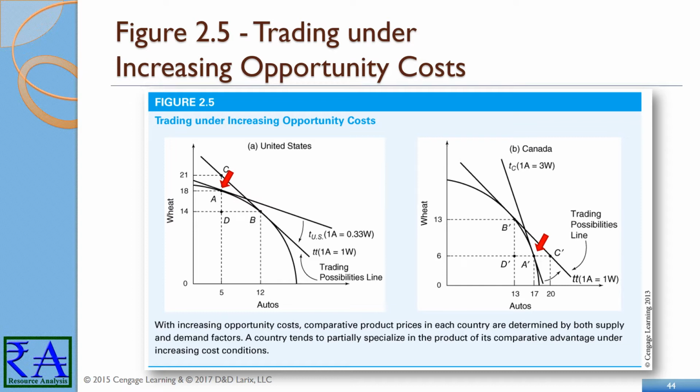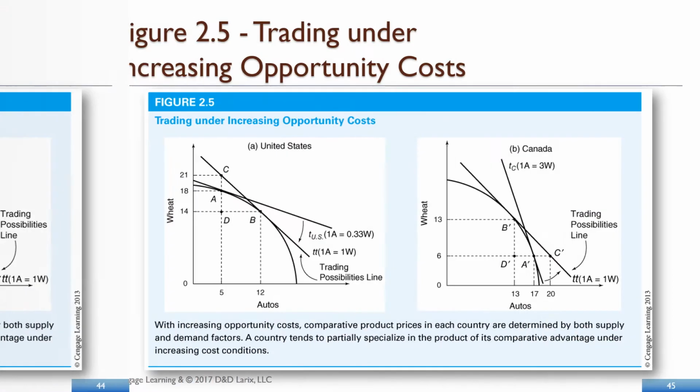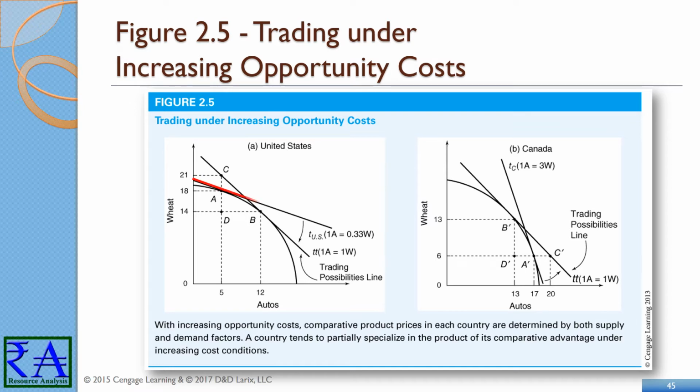Creating tangent lines at these production points for each country, we see the U.S. line is flatter, or more horizontal, than Canada's line. Because line T sub US is flatter than line T sub C, automobiles are relatively cheaper in the US and wheat is relatively cheaper in Canada.